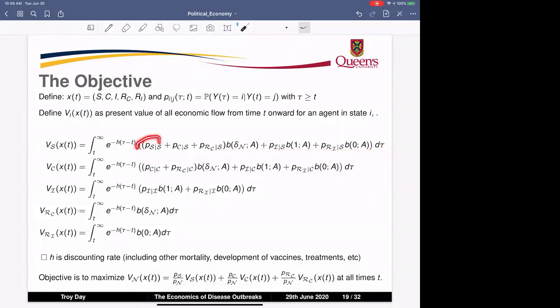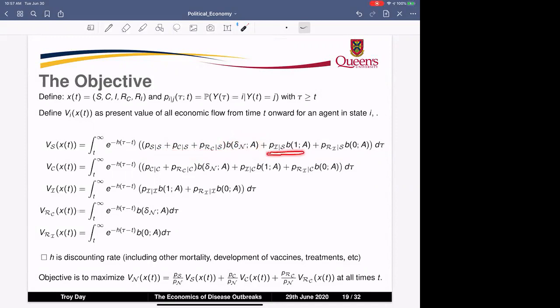So PSS is the probability I'm still in the S state given I started there at time tau. This is the probability I'm in the C state given I started in S, and this is the probability I'm in the RC state given I'm in S. So together, this is the probability I'm still in the not yet sick class given I started as a susceptible individual at time t. And this is my rate of economic return that I get for being in that particular state, given my choice and given what the epidemiological dynamics and the behavior of other people are over time.